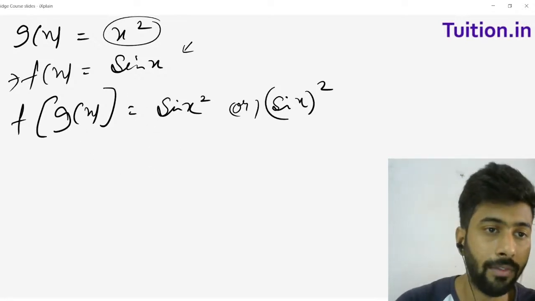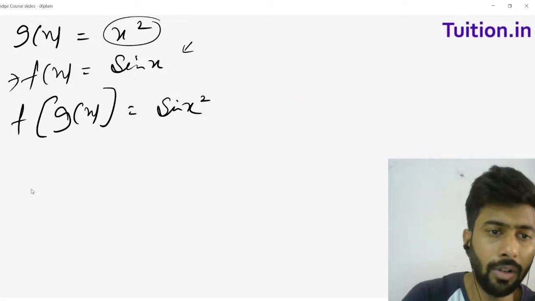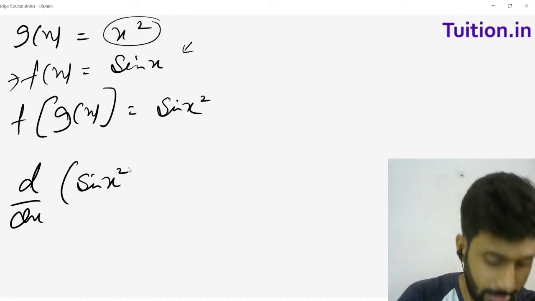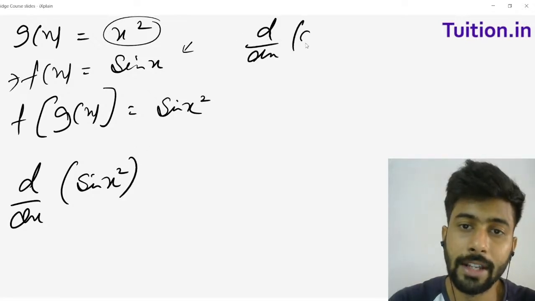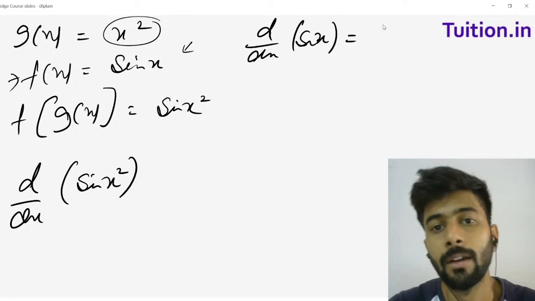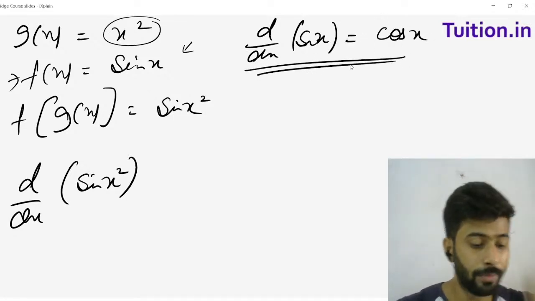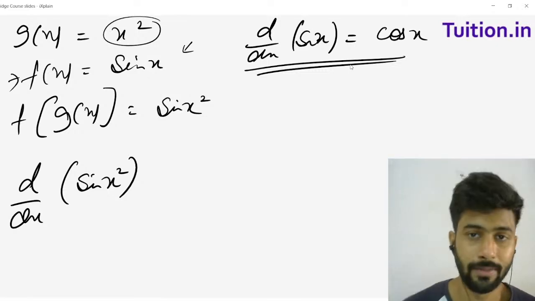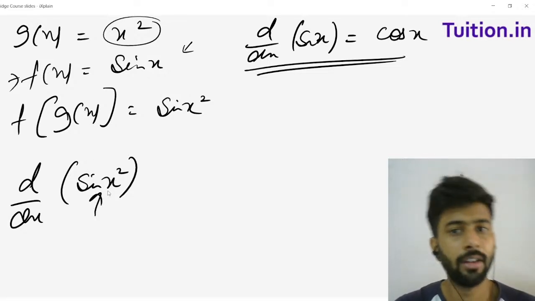Now, f of g of x is available with me. Now I want to differentiate this. I want to differentiate sine x square. I know the formula for differential of sine x, and that is cos x. How do I know this? I know this from the 10 formulae that I gave you in the class. But did I give you a formula for sine x square? I did not.